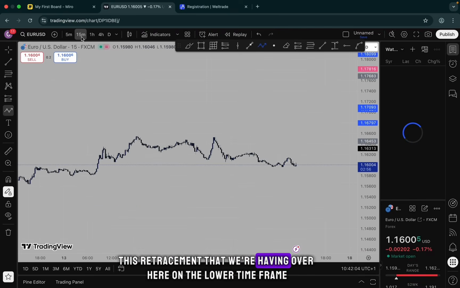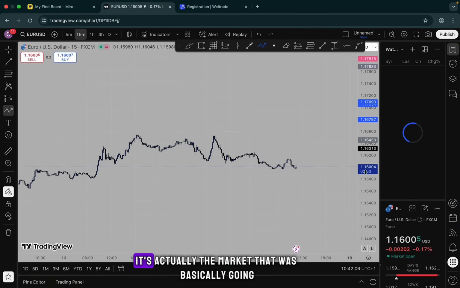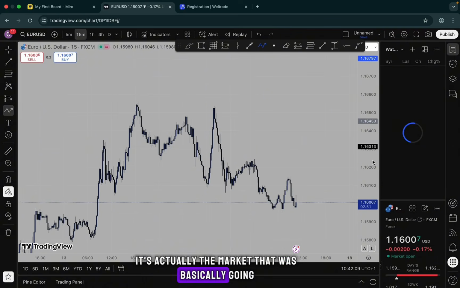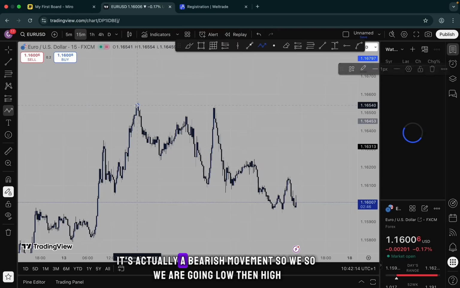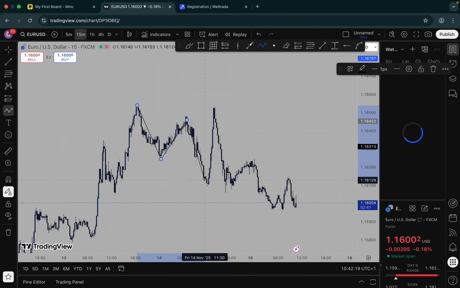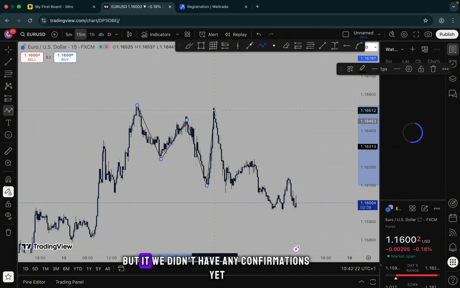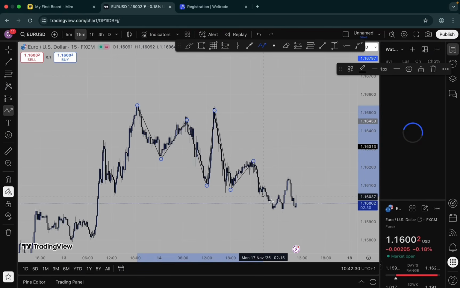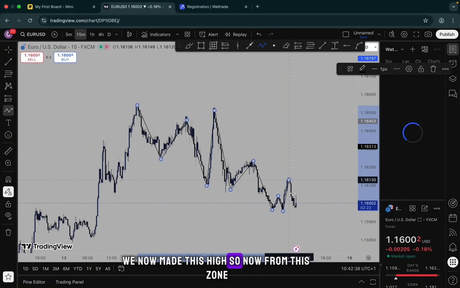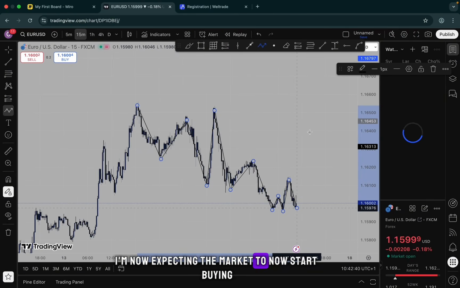So this retracement that we're having over here on the lower time frame, it's actually the market that was basically going low. On the lower time frame, it's actually a bearish movement. So we are going low, then high, low, then this high breaking over here, but we didn't have any confirmations yet. We are still expecting the market to go lower, so we'll still expect this to be a lower move, high, low, then high, low, and then we failed to go lower. We now made this high. So now from this zone, I'm expecting the market to start buying.